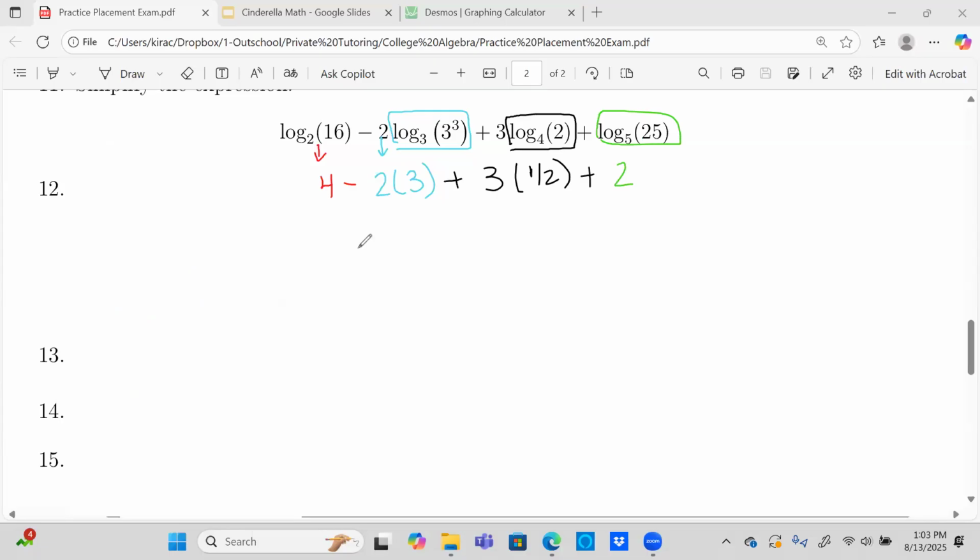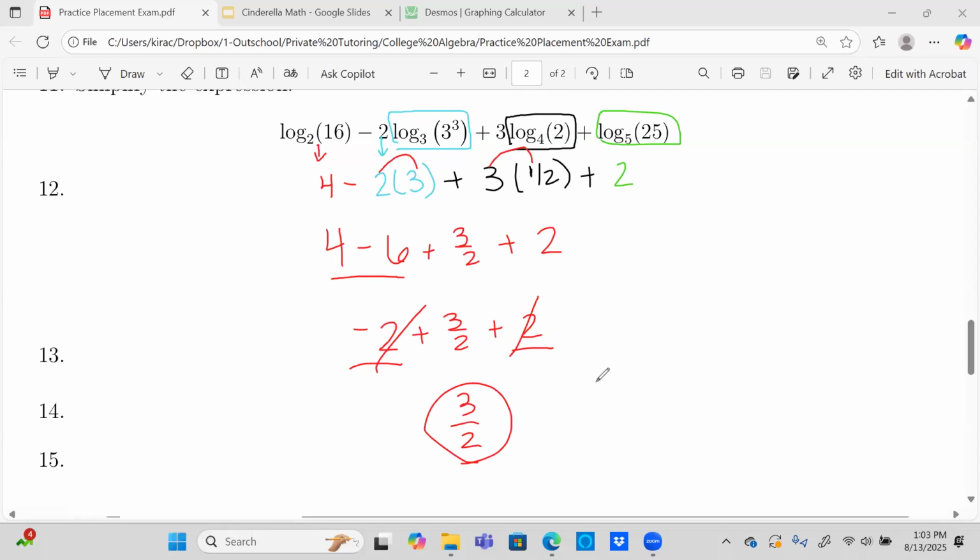Now let's just work that out. So we have 4 minus 6 plus 3 halves plus 2. 4 minus 6, that'd be negative 2 plus 3 halves plus 2. Negative 2 plus 2 cancels, and we're left with 3 halves, or 1.5. That's a bit of a pain, not gonna lie.